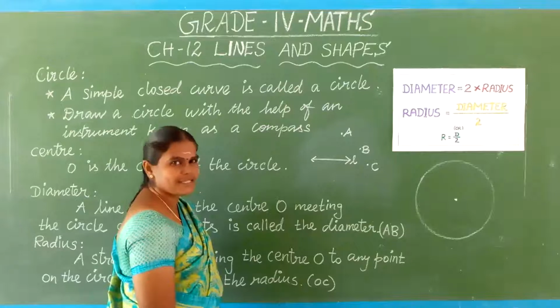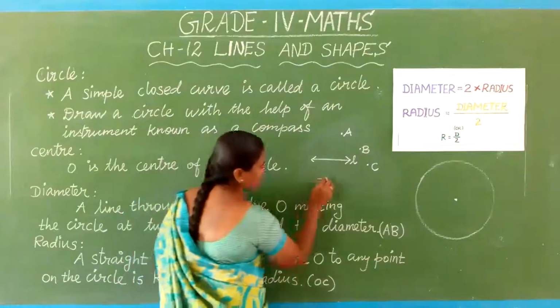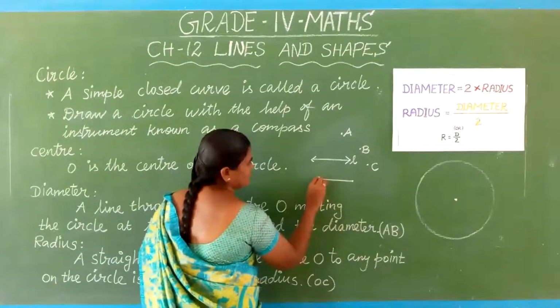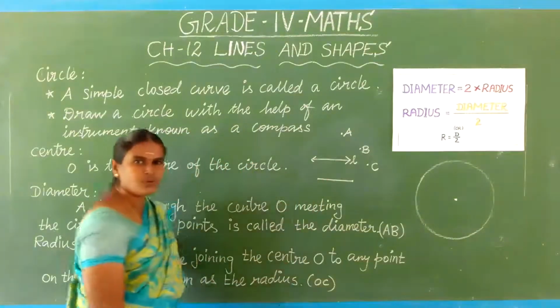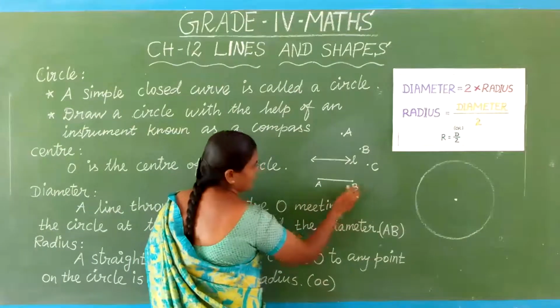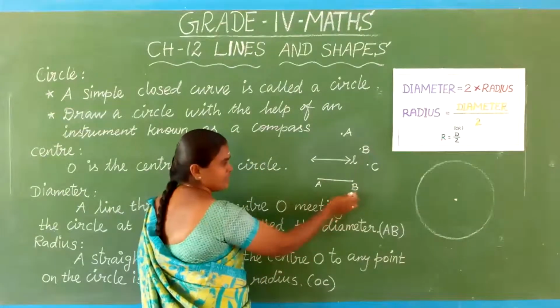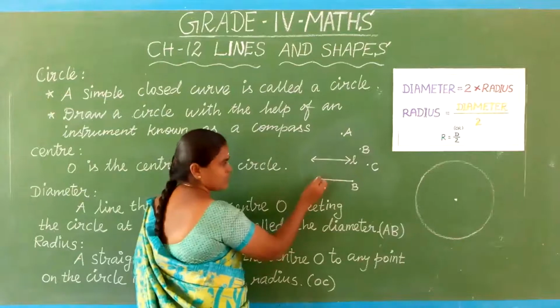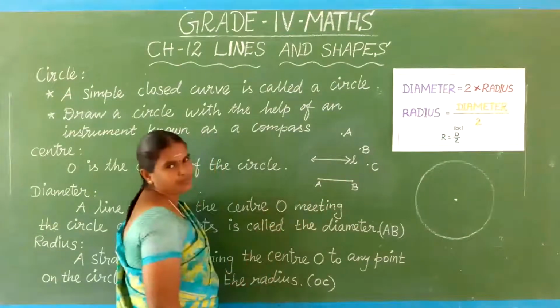Next one, line segment. A line segment means we have two end points. Line segment AB has two end points. One is the starting point, another one is the ending point.